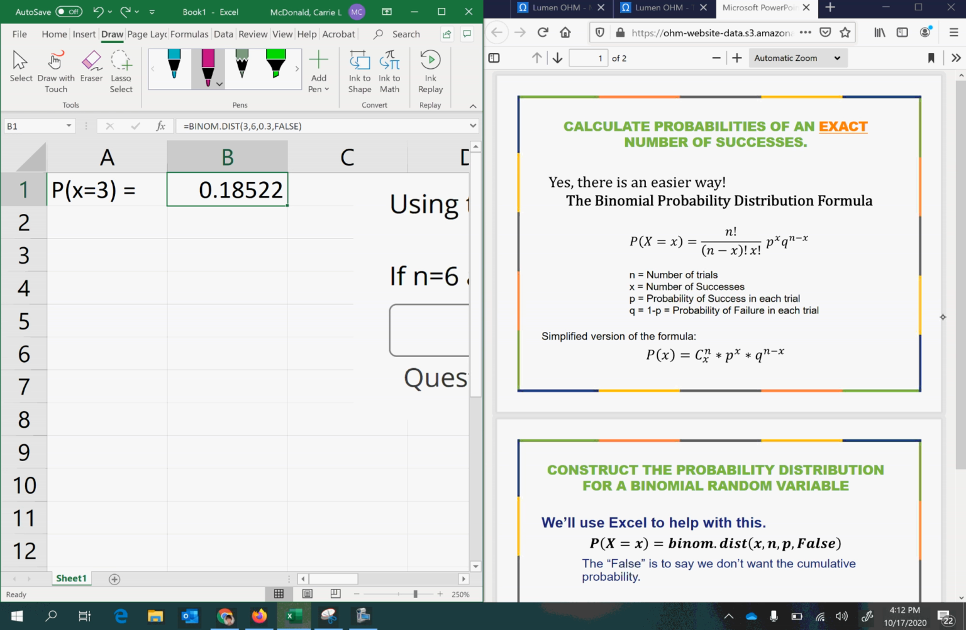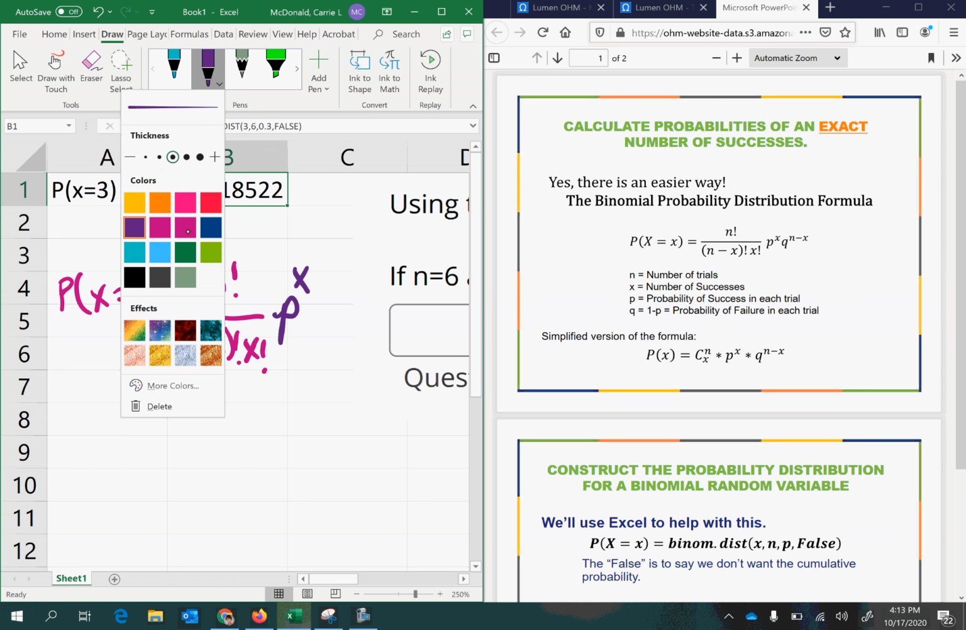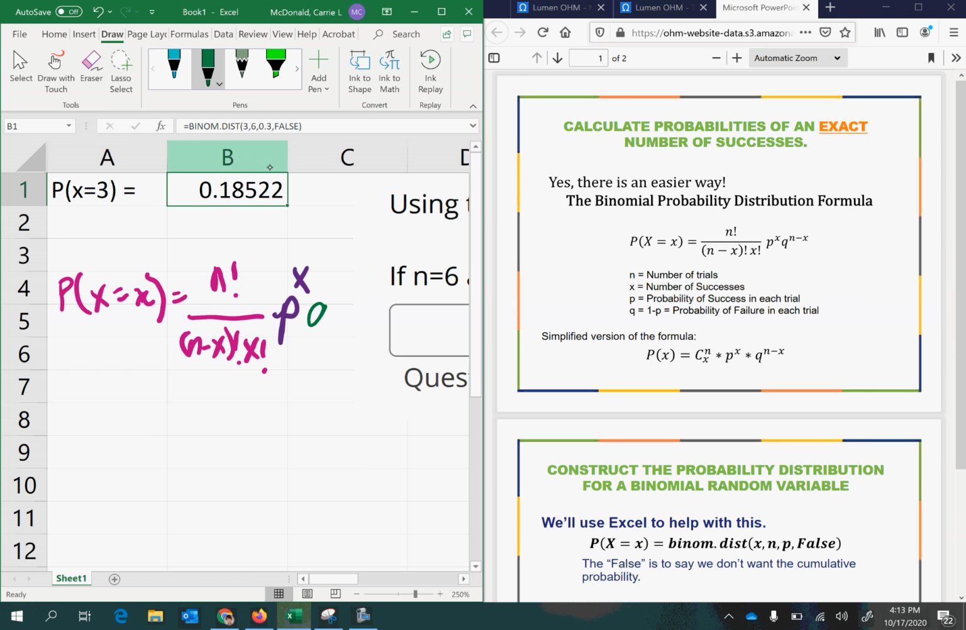So writing out the formula here, the probability that x is equal to some specific x value is found by carrying out the combinations formula first, and then taking the probability of success to the power of the number of successes, and q, the probability of failure, to the power of the remaining trials that were not successes.